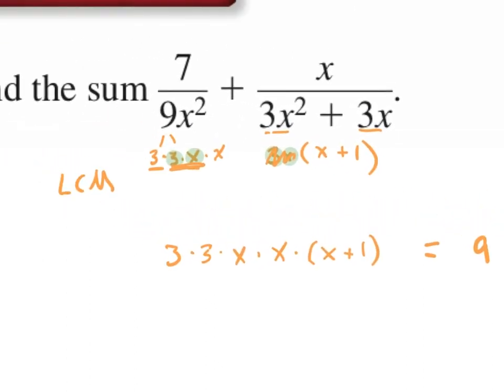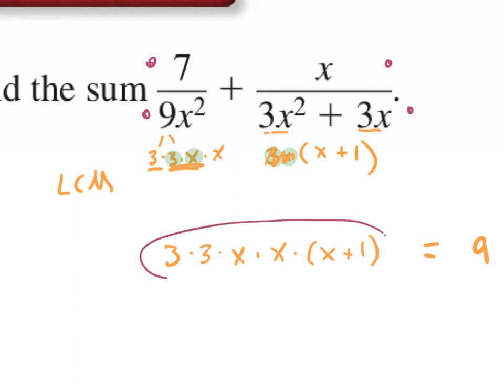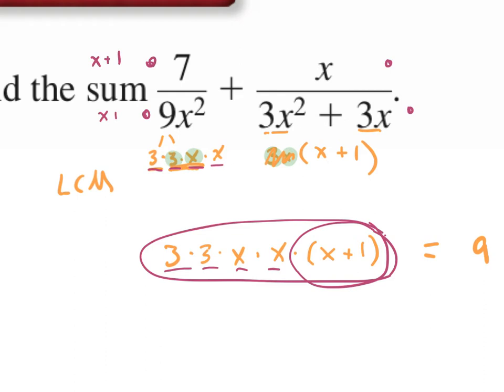Now we want to multiply the top and bottom of our fractions here by whatever is missing from this here. So here we have 3 times x times x. So the only thing missing is this x plus 1. So we're going to multiply the top by x plus 1 and the bottom by x plus 1.